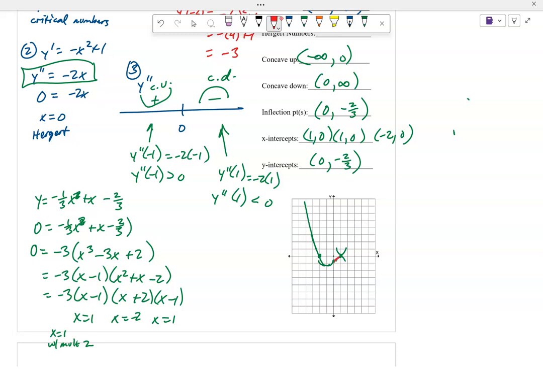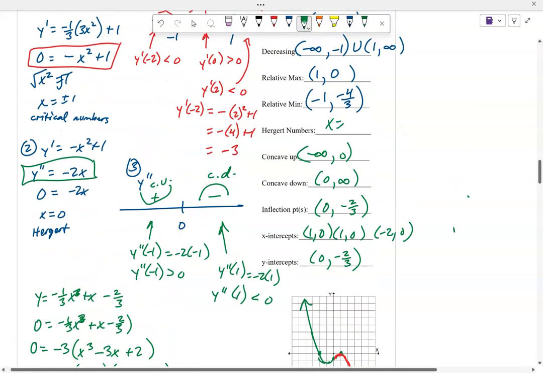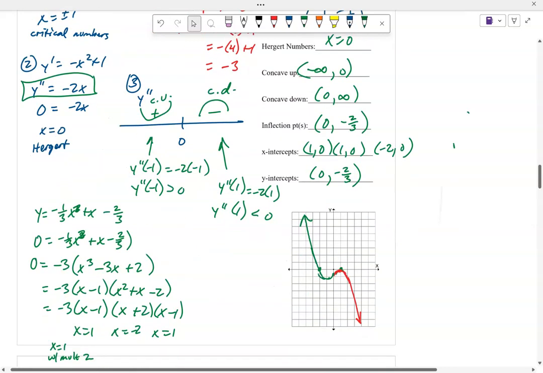Let me go concave down after that, hit that relative max, and then I'm decreasing after 1. Let me erase this little piece right there. And that's a pretty decent graph there. I should have written in my inflection number was x being 0. And that kind of puts everything together for us on the graph.